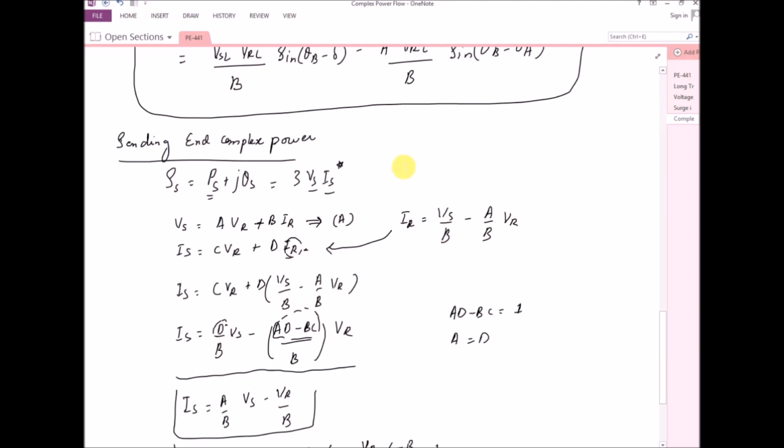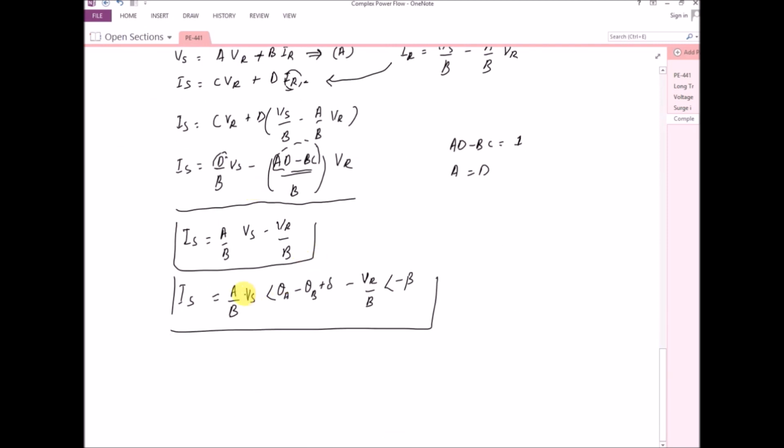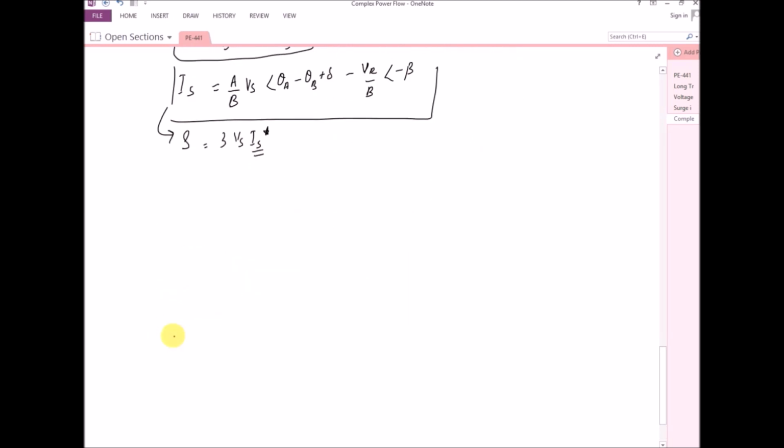What we have to find was the sending end complex power. So the sending end complex power is actually equal to S is equal to 3 Vs Is conjugate. So now we know the value of Is, so I will use this value in the complex power, and it will become Ss, the sending end complex power, is actually equal to 3 Vs angle delta times A Vs over B angle theta B minus theta A minus delta minus VR over B angle theta B.